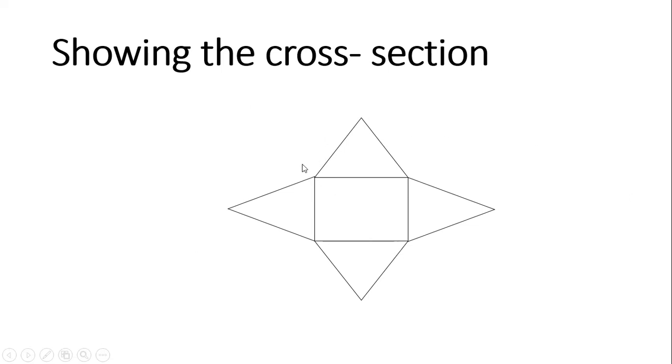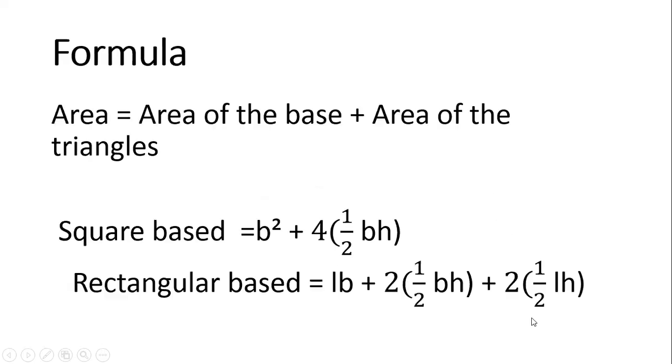Can you see now? So the cross section is going to be, if it's a rectangular base, the length and the breadth, then the rectangle and the 4 triangles. If it is a square base, the square, and then the 4 triangles. That's it. Then the formula for finding the area now.